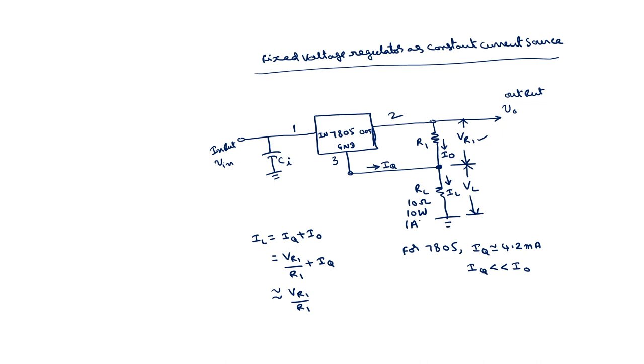To supply a constant current of 1 amp, so for IL to be 1 amp, what is the value of the resistance R1 required, which will provide constant current of 1 amp to the load?